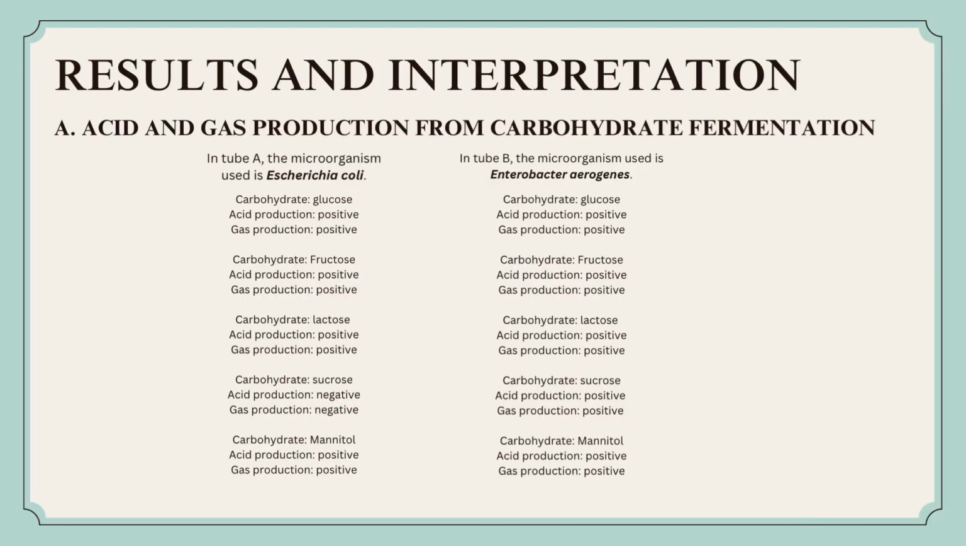These are the results and interpretation. For Part A, acid and gas production from carbohydrate fermentation, in tube A the microorganism used is E. coli. In tube B, the microorganism used is Enterobacter aerogenes. And these are the results for carbohydrate, acid production, and gas production.